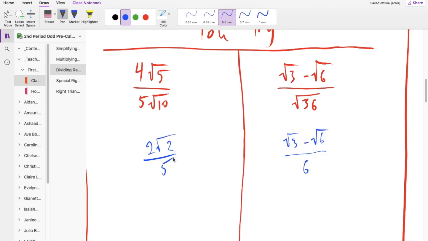On the first one, you should have gotten 2 root 2 over 5. On the second one, hopefully you didn't start to rationalize without first trying to simplify, because the square root of 36 is just 6. That means there is nothing to actually rationalize, because that becomes a rational number. If you did not get these, go back and try to find out what your mistake may have been.